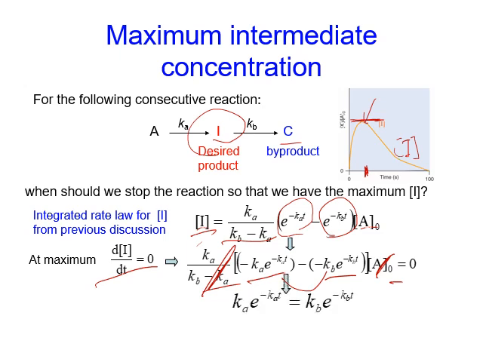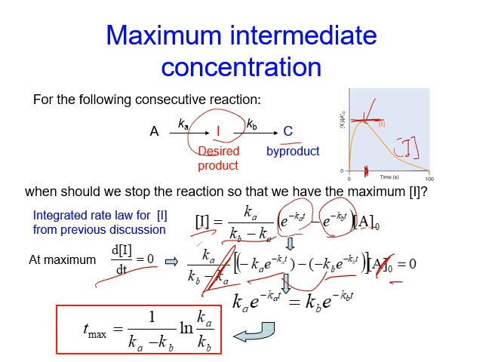All right, and then you take natural log on both sides. Then you can calculate the time. So here is the result. The time to reach maximum I equals 1 over Ka minus Kb, ln Ka divided by Kb. So the time to reach maximum I depends on the relative rate constants, first rate constant, second rate constant.